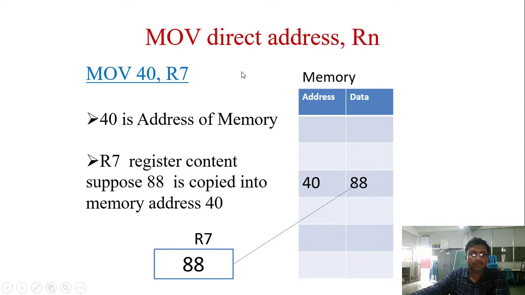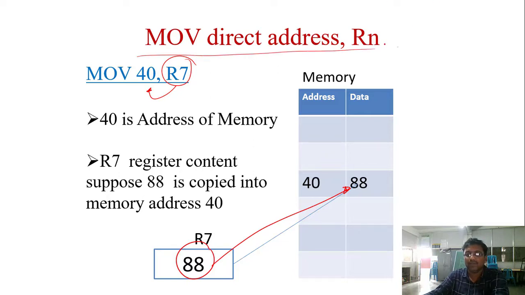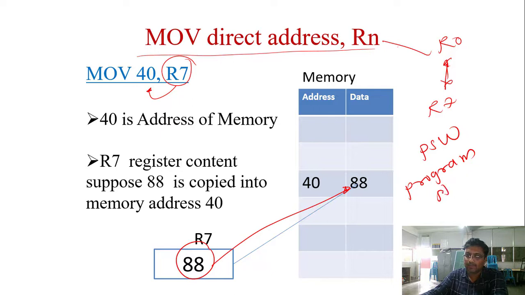Again, one more example here. We can also use the register values. Suppose R7 contains 88, then this instruction will copy whatever data is present in R7 to 40H. So 88 will be copied to 40H. So we can use move direct address comma Rn as well. Here Rn can be R0 to R7, seven different registers of any of the banks. We can select the banks from PSW. We have already discussed PSW; PSW is the program status word register. Okay, so we can do that as well.